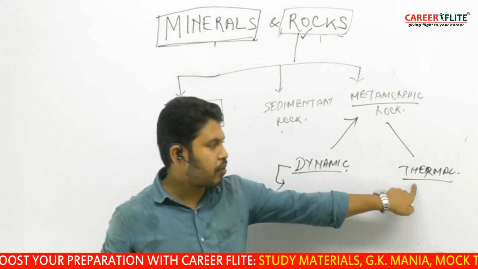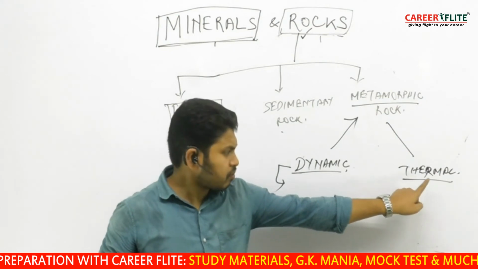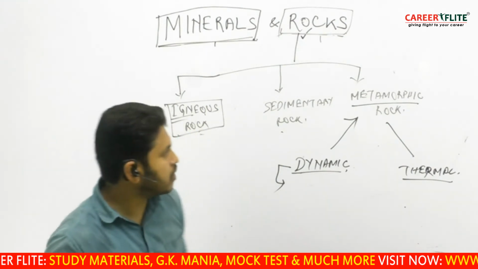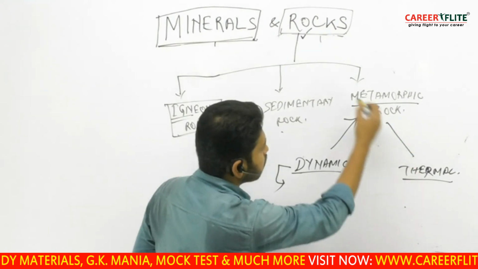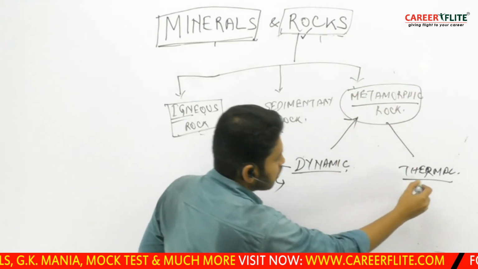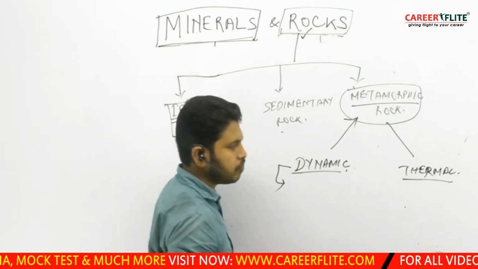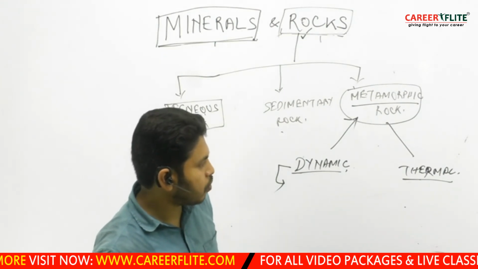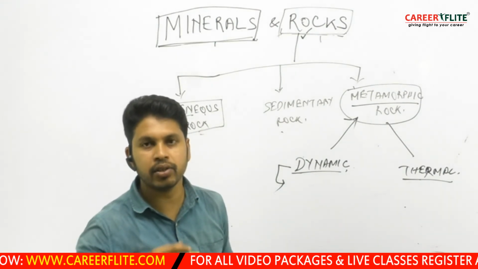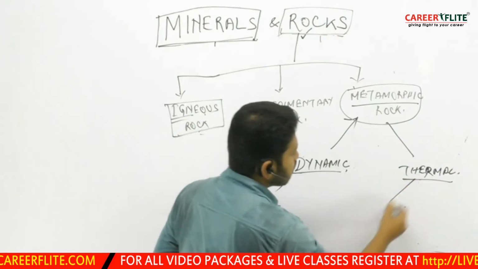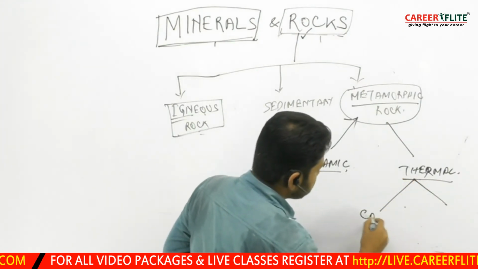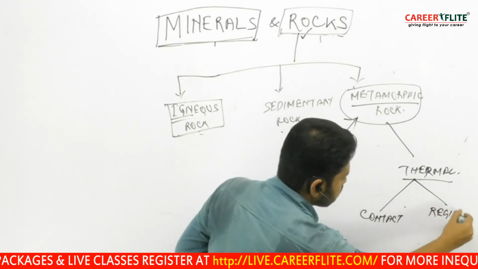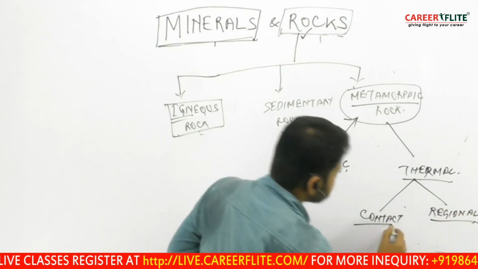And thermal metamorphism is when there are chemical changes, meaning recrystallization within the rock. When there is chemical change within the rock, a new rock will form, a new metamorphic rock. So thermal metamorphism is the process of metamorphism when there is a chemical change, which we can call recrystallization within the rock. Again, it can be divided into contact metamorphism and regional metamorphism.